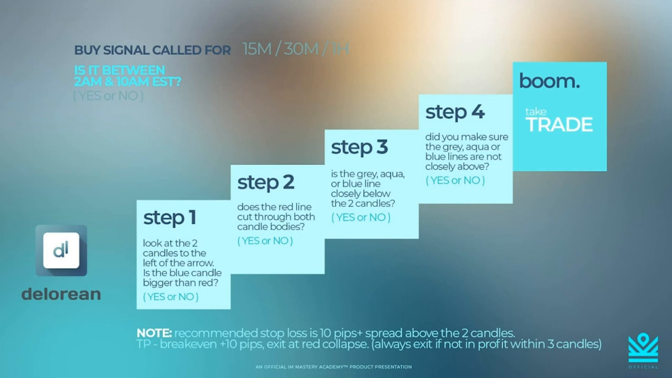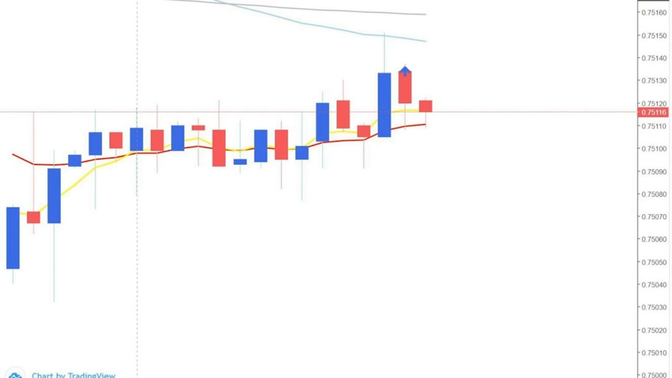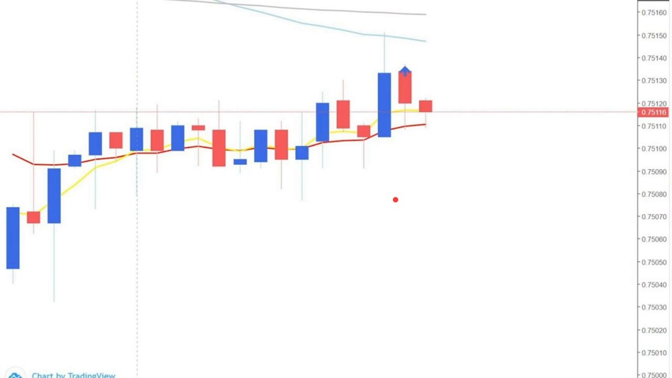Is the gray, aqua, or blue line closely below the 2 candles? Again, or it could be cutting through them, as I talked about in the last example. Does the gray, aqua, or blue line cut through both candle bodies, or are they below both candle bodies? Well, the blue line's not even in the picture, so that one's out. The aqua line's above the candle bodies, and the gray line's above the candle bodies. Going back here, it says below because we're buying. So the answer is no. So now not only does step 2 get a no, but step 3 gets a no. There's 2 reasons to not enter the trade.